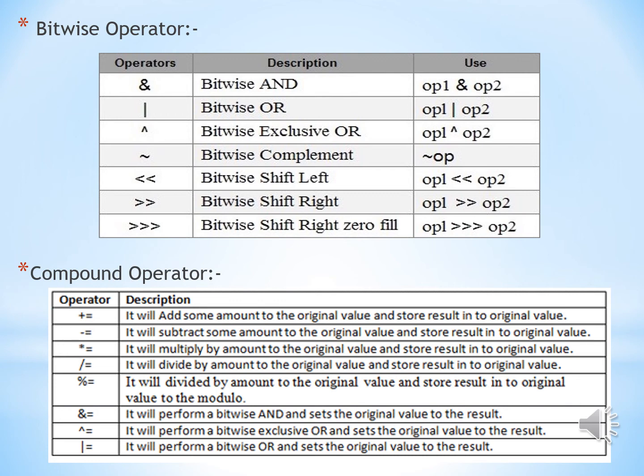Then AND-equals will perform a bitwise AND and set the original value to the result. Then bitwise exclusive OR-equals will perform a bitwise exclusive OR and set the original value to the result. And then OR-equals will perform a bitwise OR and set the original value to the result.